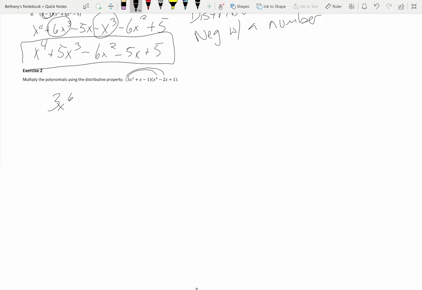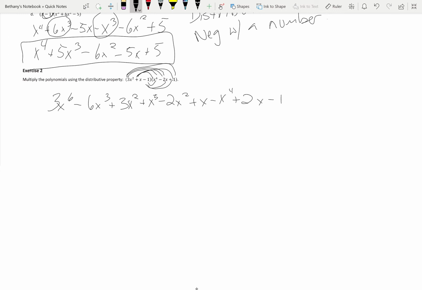3x squared times x to the fourth is 3x to the sixth. 3x squared times negative 2x is negative 6x to the third. 3x squared times 1 is positive 3x squared. X times x to the fourth is x to the fifth. X times negative 2x is negative 2x squared. X times 1 is x. Negative 1 times x to the fourth is negative x to the fourth. Negative 1 times negative 2x is plus 2x. Negative 1 times positive 1 is negative 1.